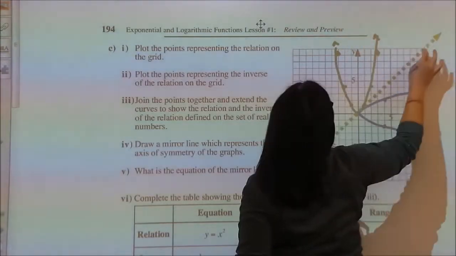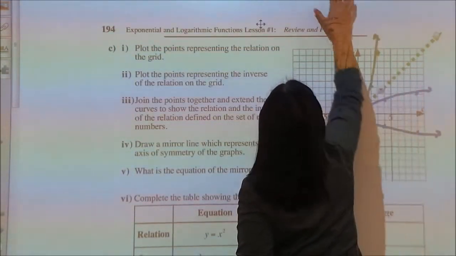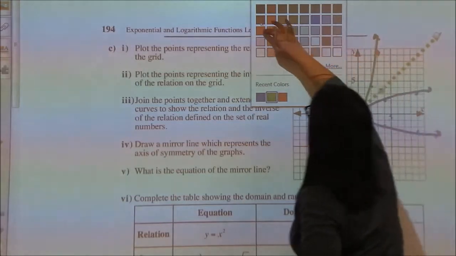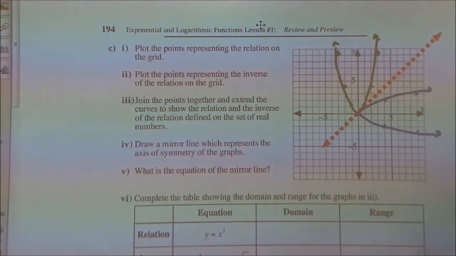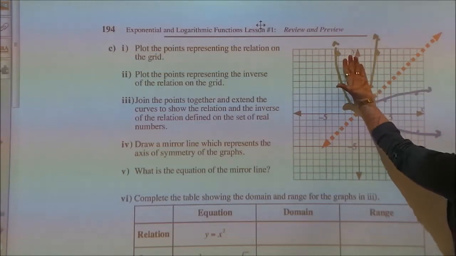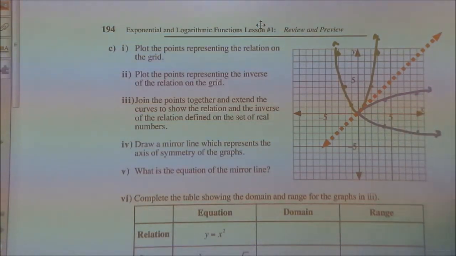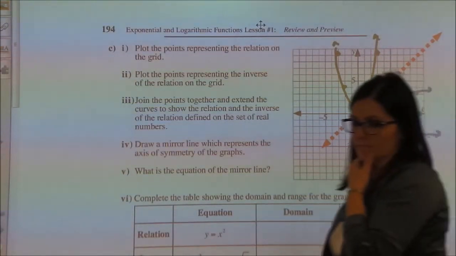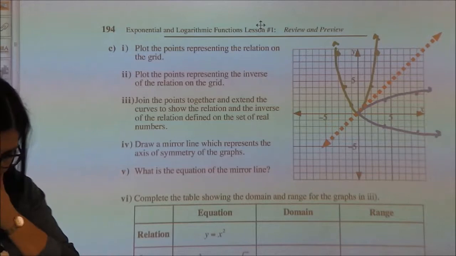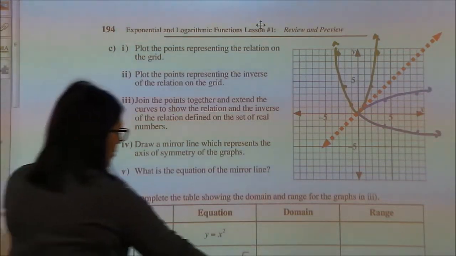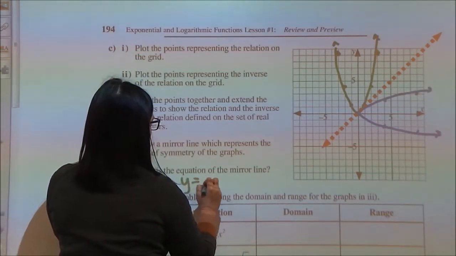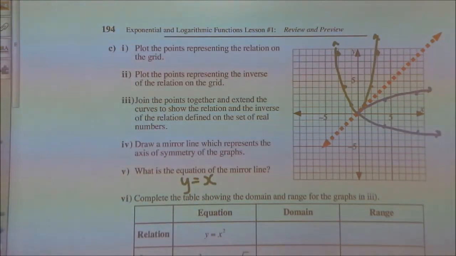oops, missed that one. Does that look like my reflection line? Does this look like if I reflected this, it would reflect to here? It should. So remember the equation of that mirrored line was that y equals x. Whatever x is, y is the same.